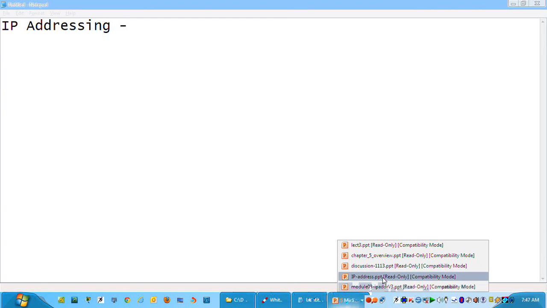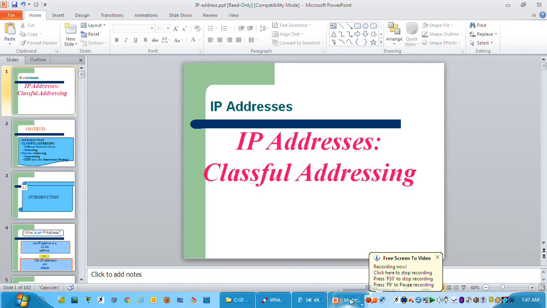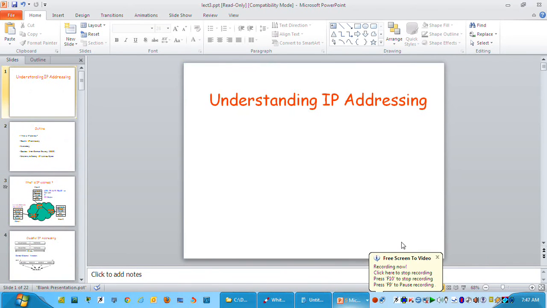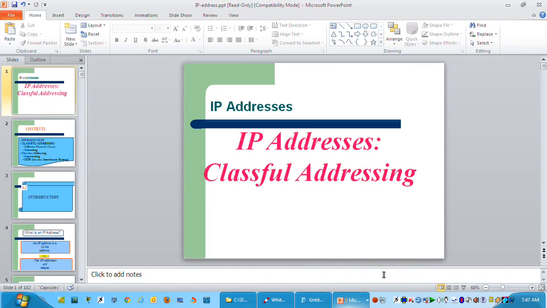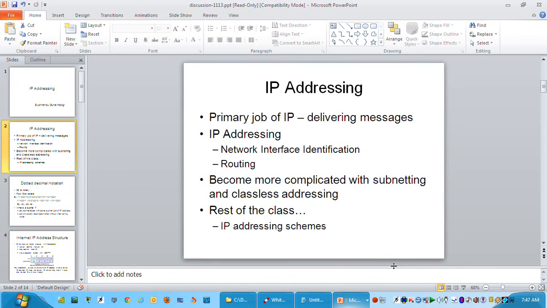I'm going to give you the overview of IP addressing. Since a lot of students have doubts understanding IP addressing, let me start with the topic of IP addressing. What is the basic of IP addressing? What is classful addressing, classless addressing?